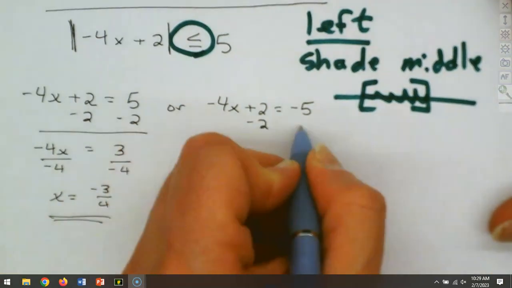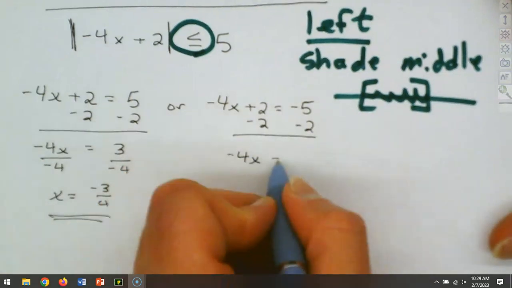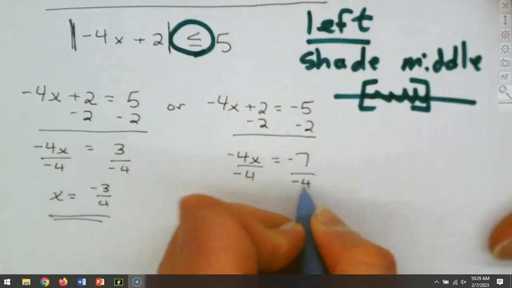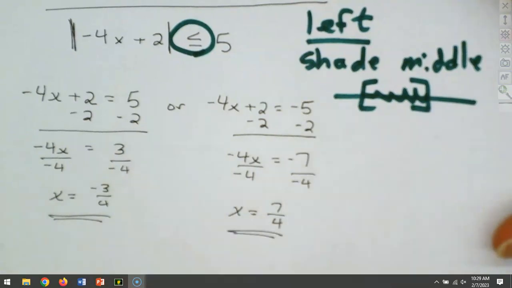Move that 2 over. And now we've got a minus 4x equals a minus 7. Divide by that negative 4. And that leaves you now with a positive 7/4.